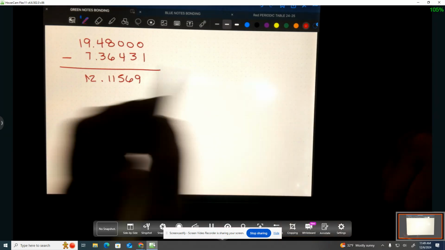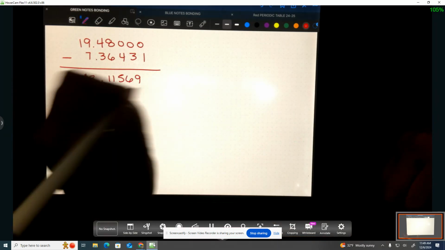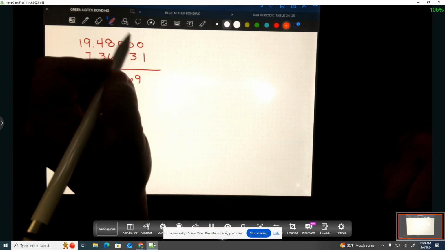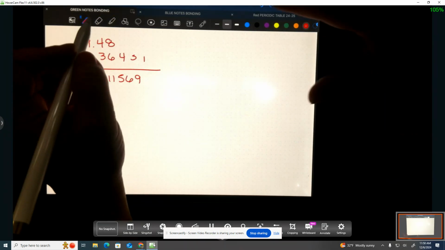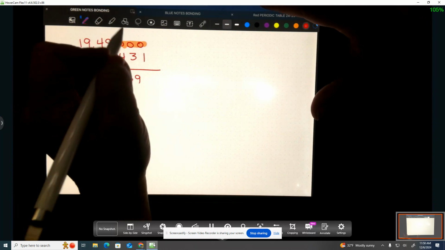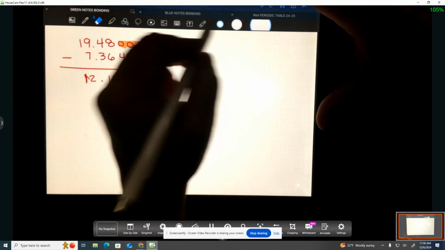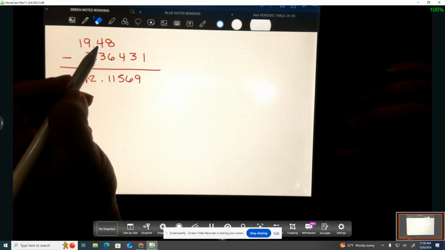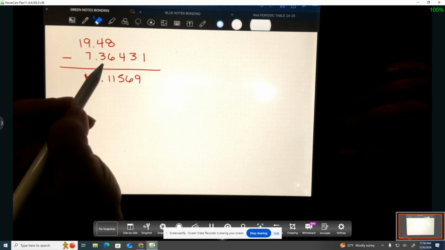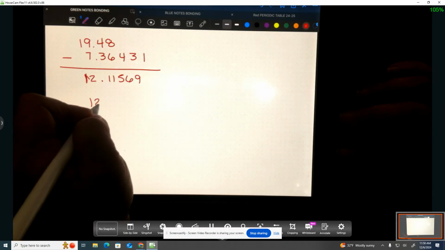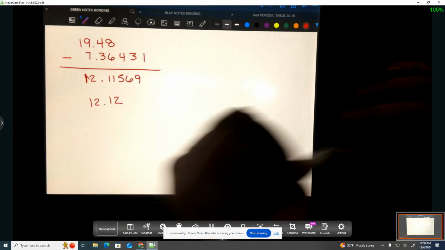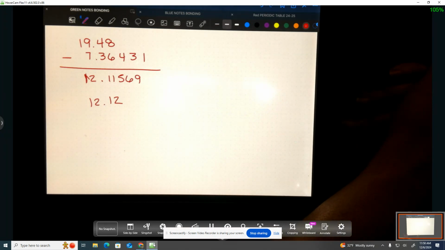All right. Now, you see how this number is ugly? These 3 zeros, I put them in as placeholders. They're really not there. Let's get rid of them for a second. So, this guy has 2 decimal places. This guy has 5. What do we round our number to? 2 decimal places. So, it's 12.12. That's your answer. Not hard.